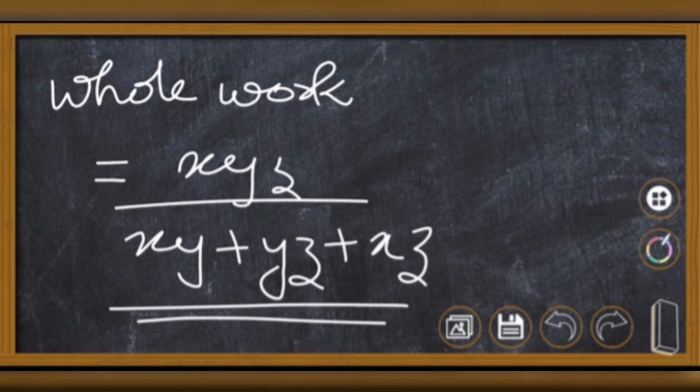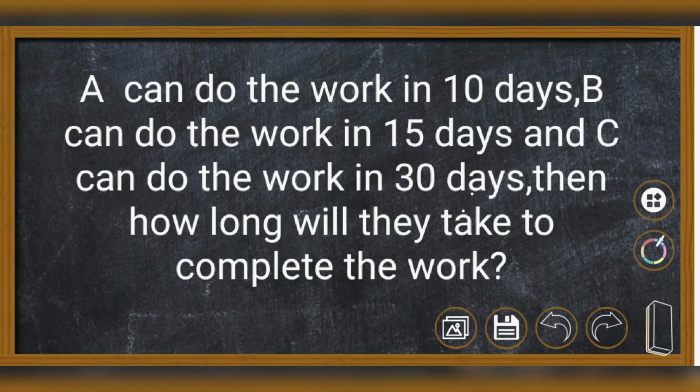Okay, now we'll move on to the question. If A can do a piece of work in 10 days and B can do a piece of work in 15 days and C can do the work in 30 days, then how long will they take to complete the work?